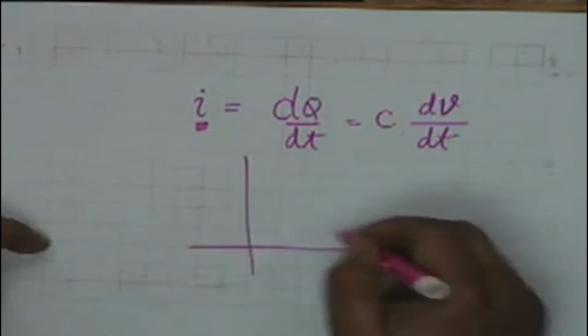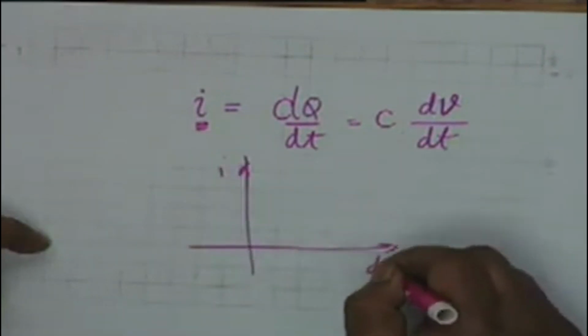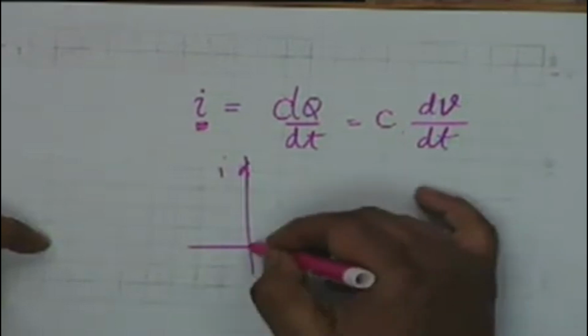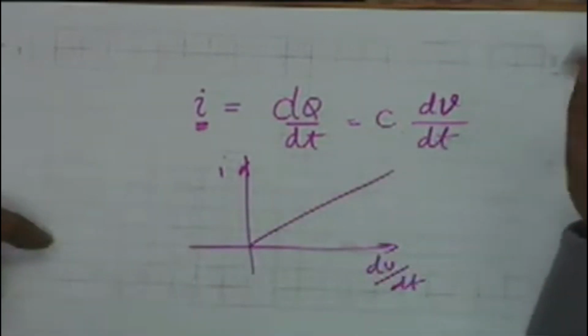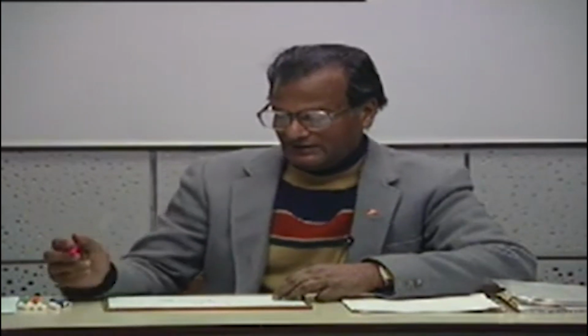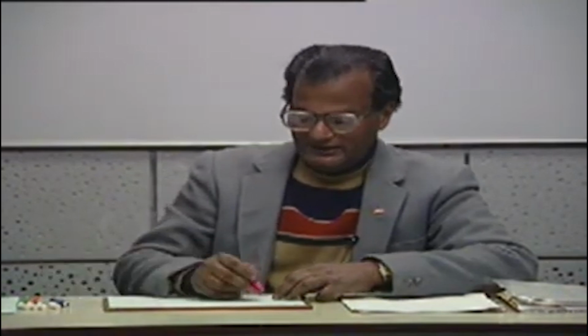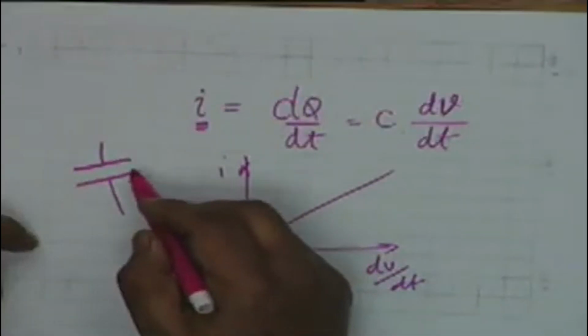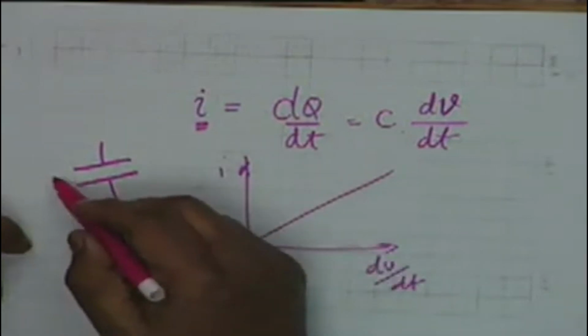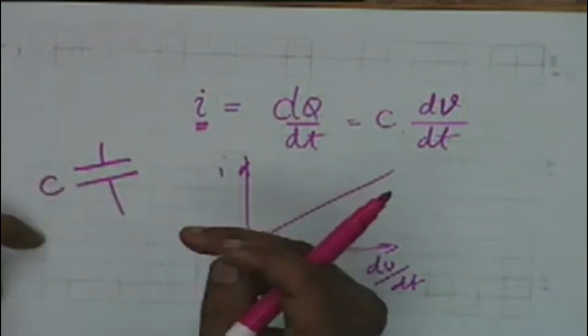That is, if I plot current versus dv/dt, not V mind you, then this relationship shall be linear, exactly like the charge is linearly related to the voltage. And the usual symbol for a capacitance is this, that is two lines parallel to each other, and the value of the capacitance is written by its side.